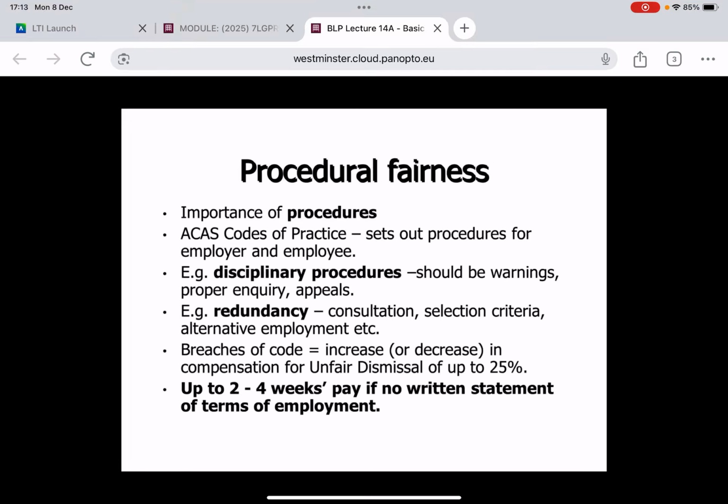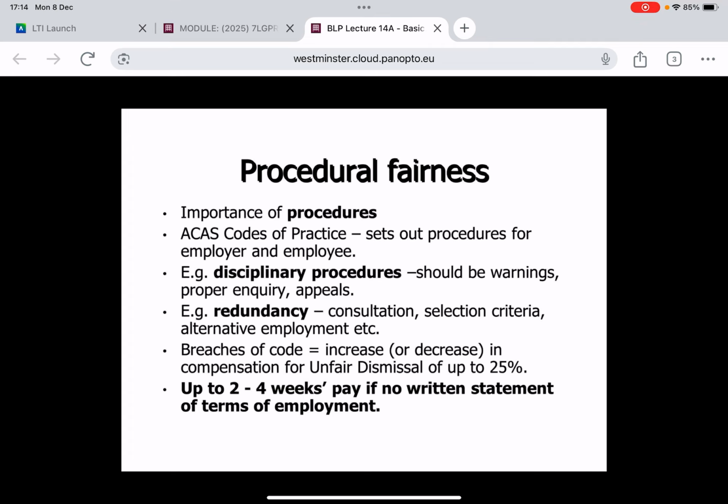So then we need to move on to talk about procedural fairness. Once the reason has been determined by the tribunal, it still, as we say, has to look at whether a reasonable employer would have dismissed for that reason. And that may well depend on the procedures that have been followed. Here, the tribunal must take into account the guidance from the Advisory, Conciliation and Arbitration Service, ACAS, as to what they consider to be reasonable procedures.